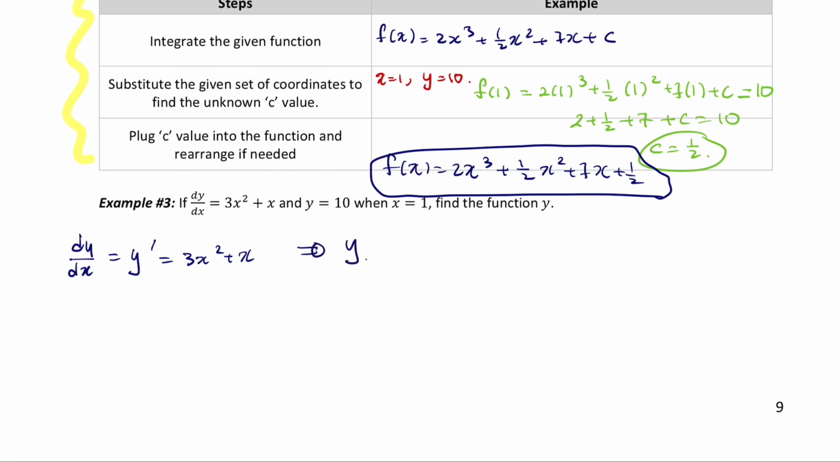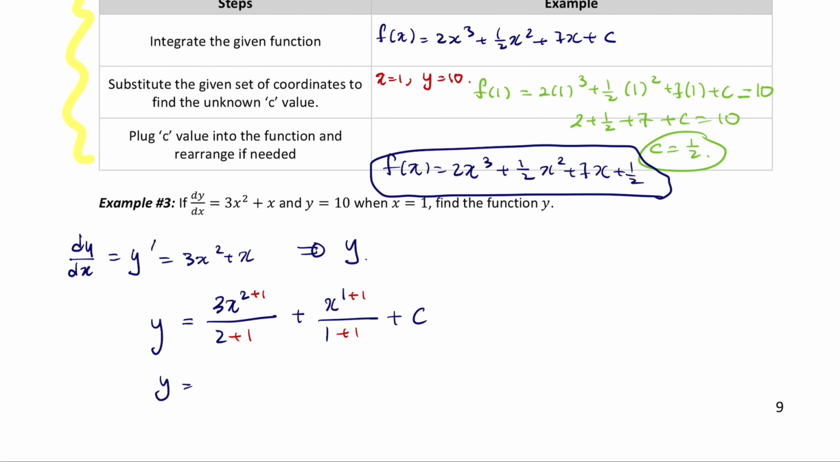Okay, so we're going to go through the integration process. So we do 3x squared, we add 1 to the power and divide the whole term by that new power, and we do the same thing for every single term. And we have to add that Mr. C, the constant at the end. Then we get the function y.